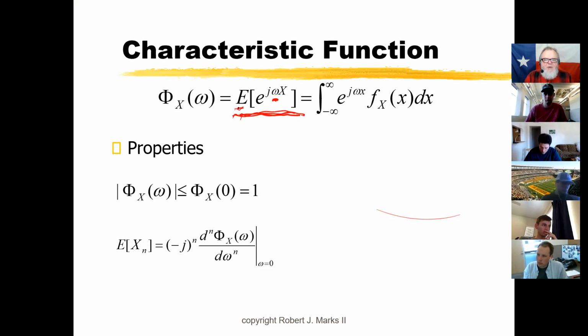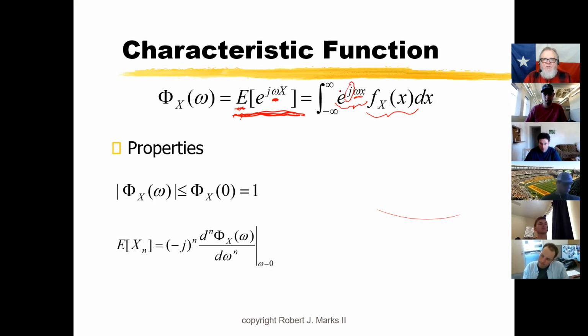the expected value of that. But when you write out the expected value of that, you get e to the j omega x times the density function. And that we see is the Fourier transform. Now, you'll notice a couple of differences. Notice that we use omega and we also use j.